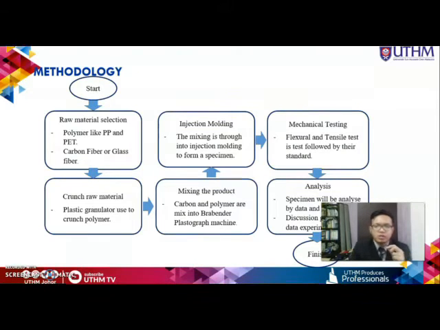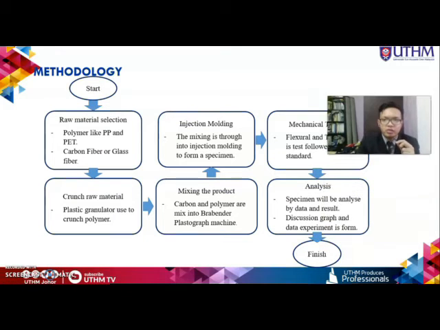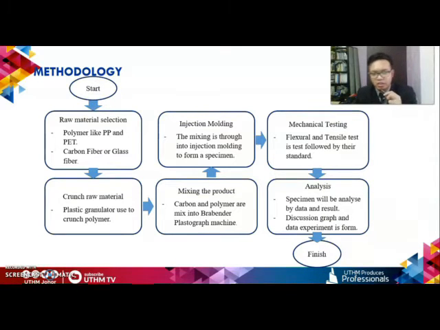So this is the methodology. Firstly, when we start, we select the raw material between polymers like PP and PET, and for the mixing, the carbon fiber or the glass fiber. We crush the raw material for the polymer using a plastic granulator. Next, we mix the glass fiber and the polymer in a Brabender Plastograph machine. Next, we inject this mixture into an injection molding machine to form a new specimen following the standard.